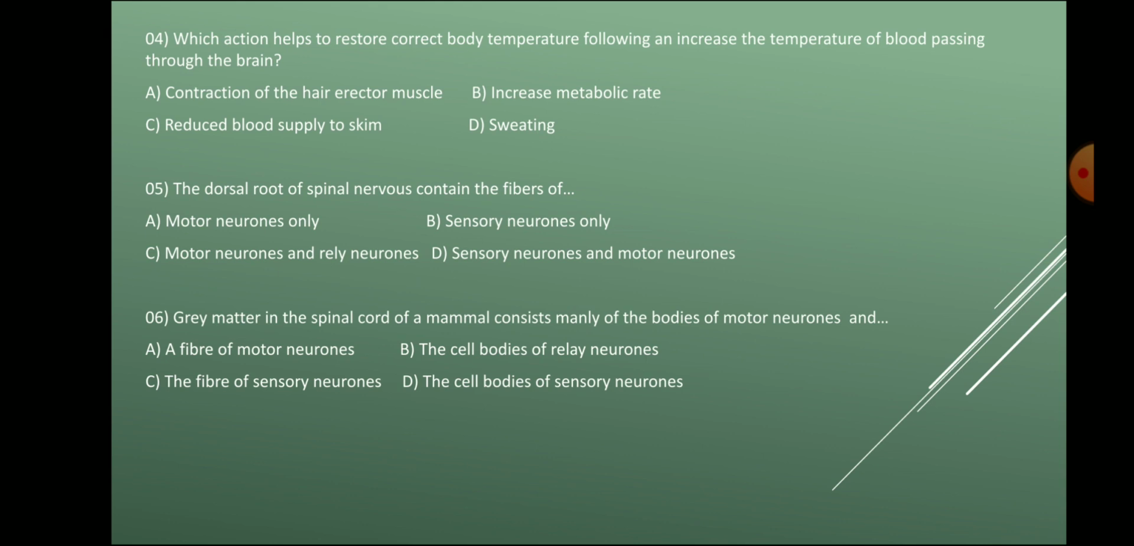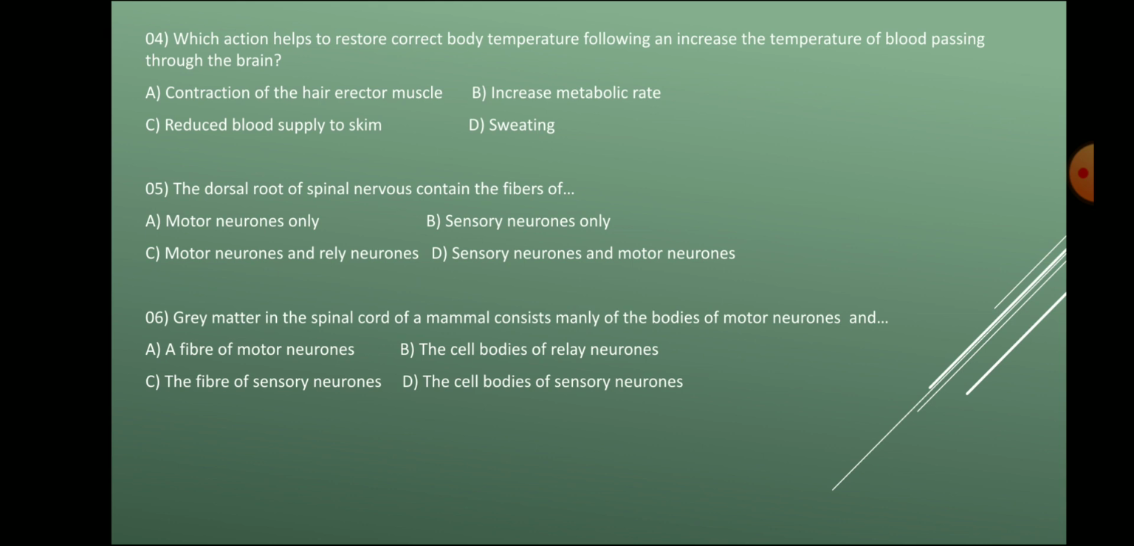By sweating, the body temperature is maintained when the temperature of blood passing through the brain increases. The next question is, the dorsal root of the spinal nerve contains the fibers of: A, motor neurons only; B, sensory neurons only; C, motor neurons; and D, sensory neurons and motor neurons.